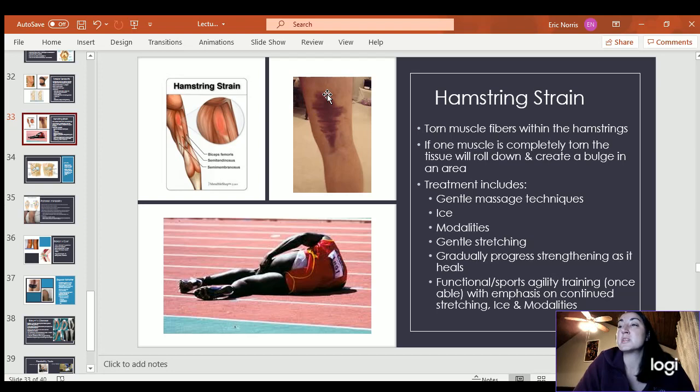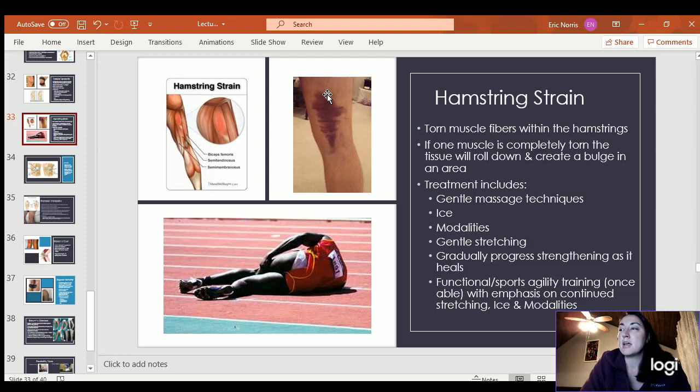You can do massage techniques, especially if there is that bulge, lengthening, pulling that area out more towards the normal fiber alignment, trying to get it to realign as it's healing. Ice and modalities to decrease pain and inflammation. Again, gentle stretching, gentle progression of strengthening as it's healing, because the more rigorously you push on it, the more likely you are to backtrack and not really help them heal, but help them maintain their injury.